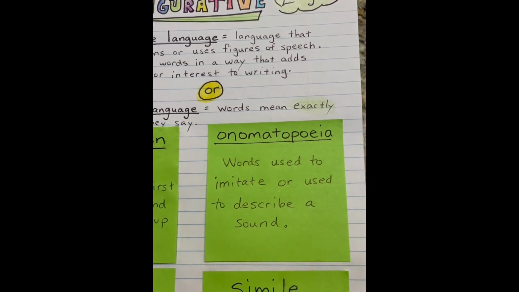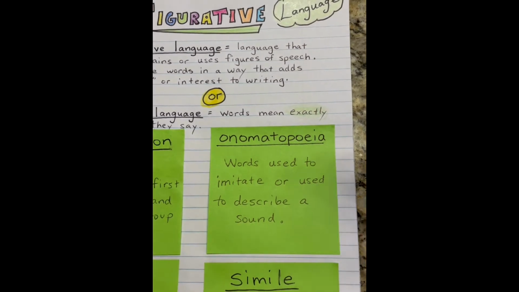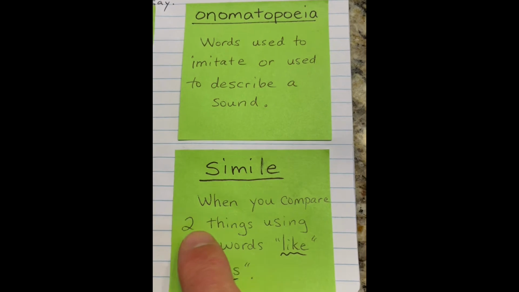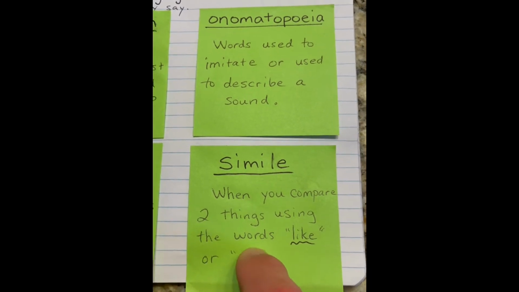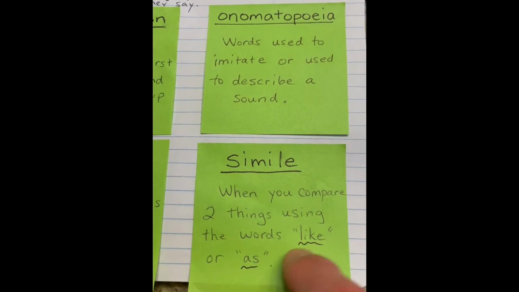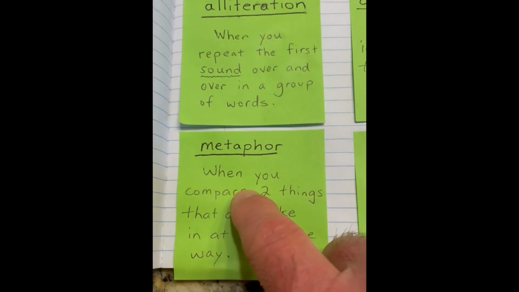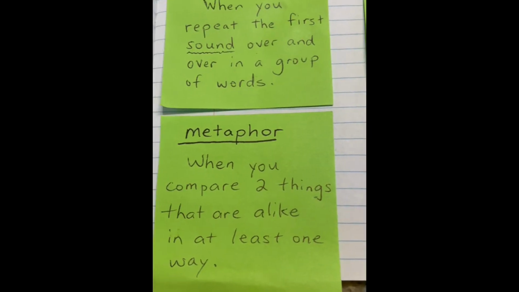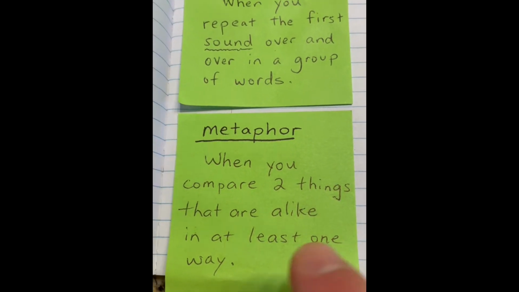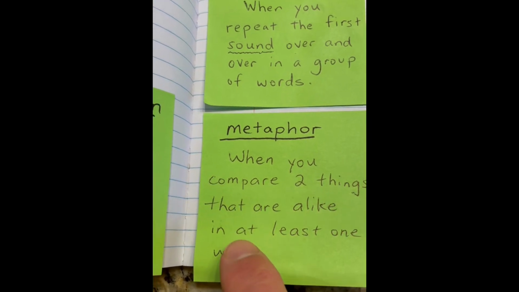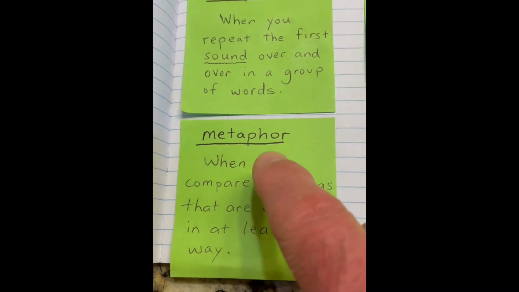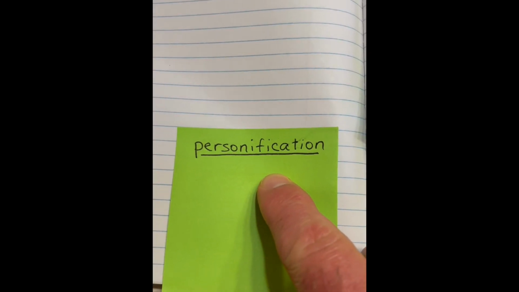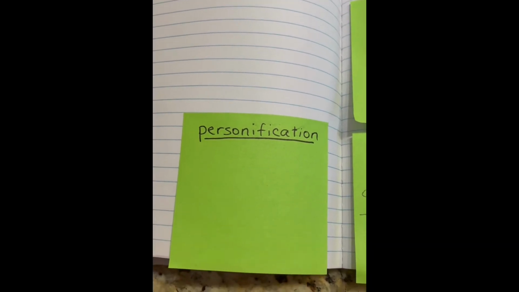Onomatopoeia, those words that are sound words, they imitate or describe sounds. And we had similes, that's when you compare two things using those 2 key words, like or as. And then metaphors, they also compare 2 things, but they don't use a like or as. And they compare 2 things in at least one way. Those are metaphors. So now we move on to our 5th, if you can believe it, figure of speech.